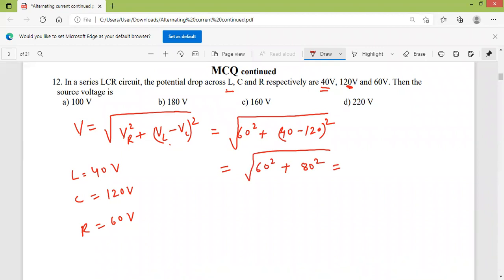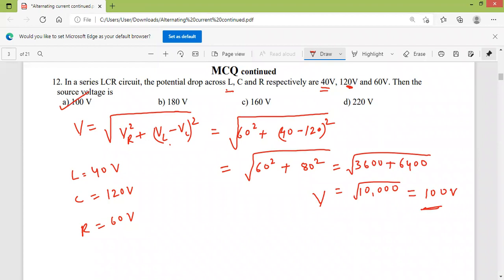Now the total is 3600 plus 6400. The total becomes 10,000. The square root of 10,000 is 100. Therefore, the source voltage is 100 volt. Option A is the correct answer.